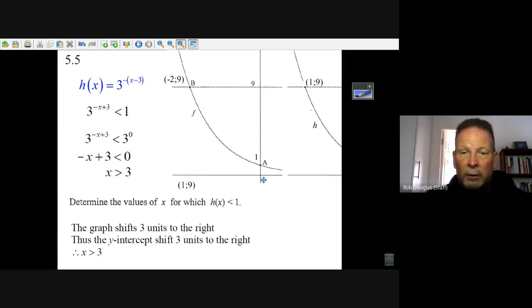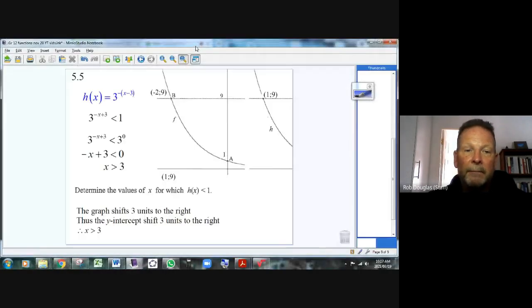In the original equation, where is it less than 1? When x is greater than 0. Okay, so that's the story. When does it drop below 1? When does y, the function f, go below 1? It's when x is greater than 0. So this one must be 3 units to the right, when x is greater than 3. See, we get the same answer just by looking at the answer for f and then thinking of the answer 3 units to the right. And that's it. Okay.